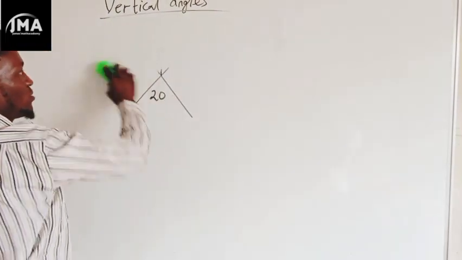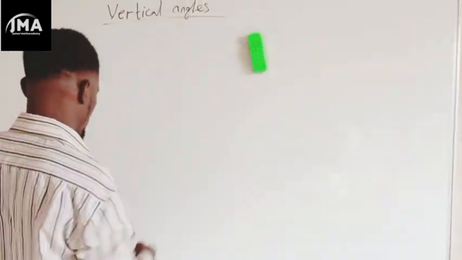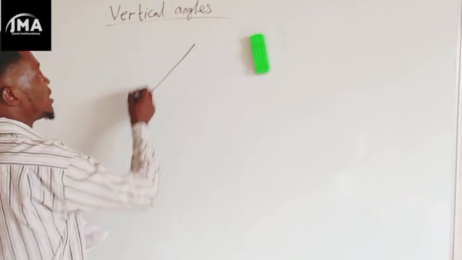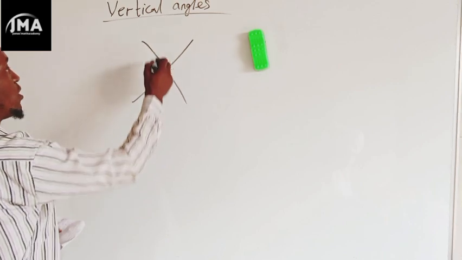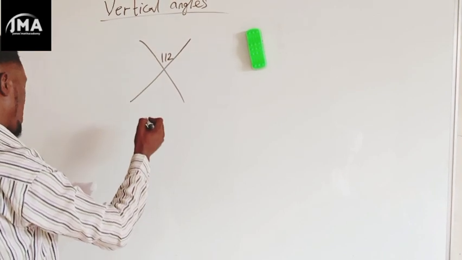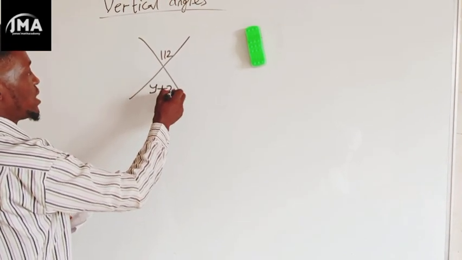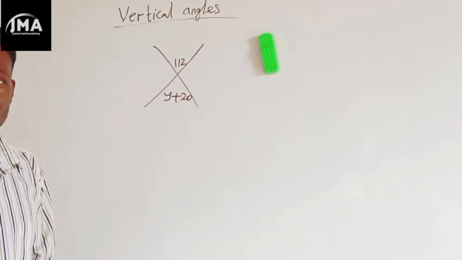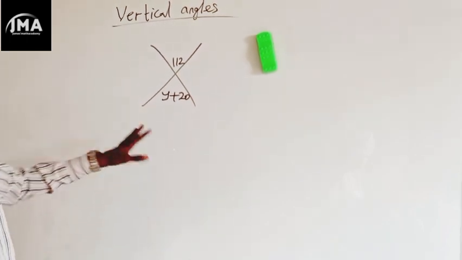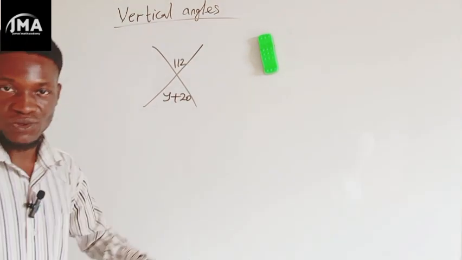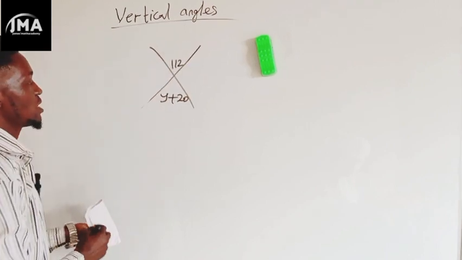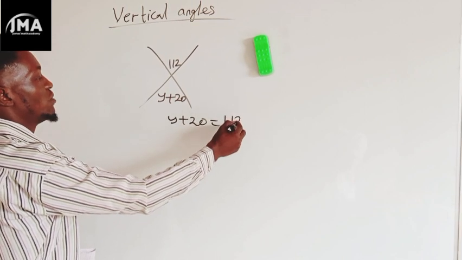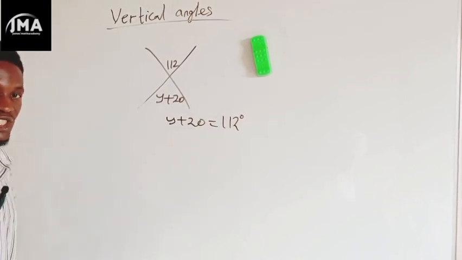Let me clean this one first. So what if you have something like this? Let's dive into question number one. What if you have something like this and you have 112, and you have y plus 20 degrees? How do you solve this type of question? Because you know that vertical opposite angles are equal, isn't it? This one is equal to this. So you can say y plus 20 is equal to 112 degrees, isn't it?